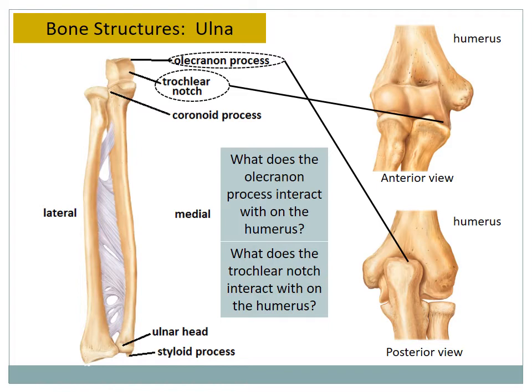So looking here at the olecranon process, we see the olecranon process is kind of this big structure that we have to the ulna. If you actually feel your elbow, the elbow that you feel is actually that ulna. It's actually that olecranon process that you're feeling. So that's there. So looking at that, what does the olecranon process interact with on the humerus?